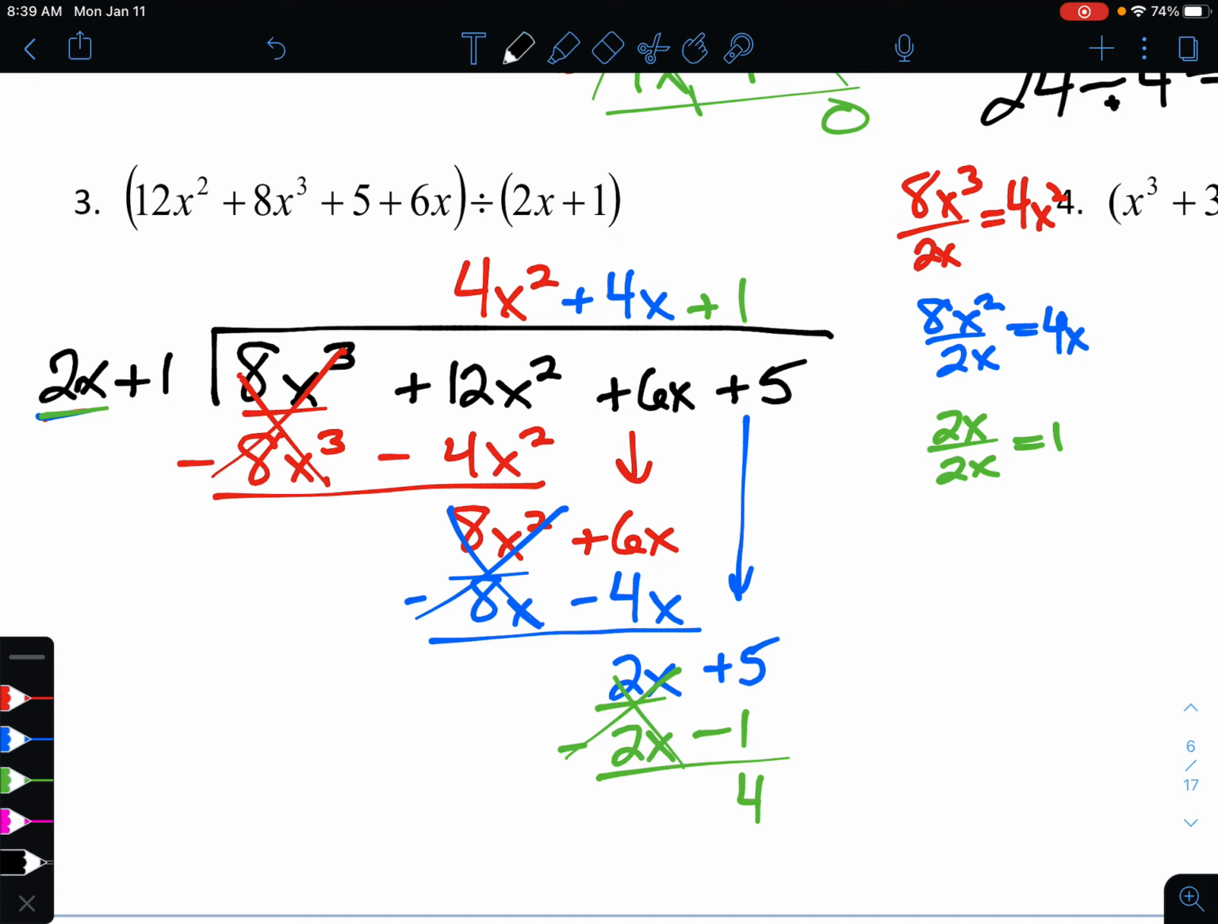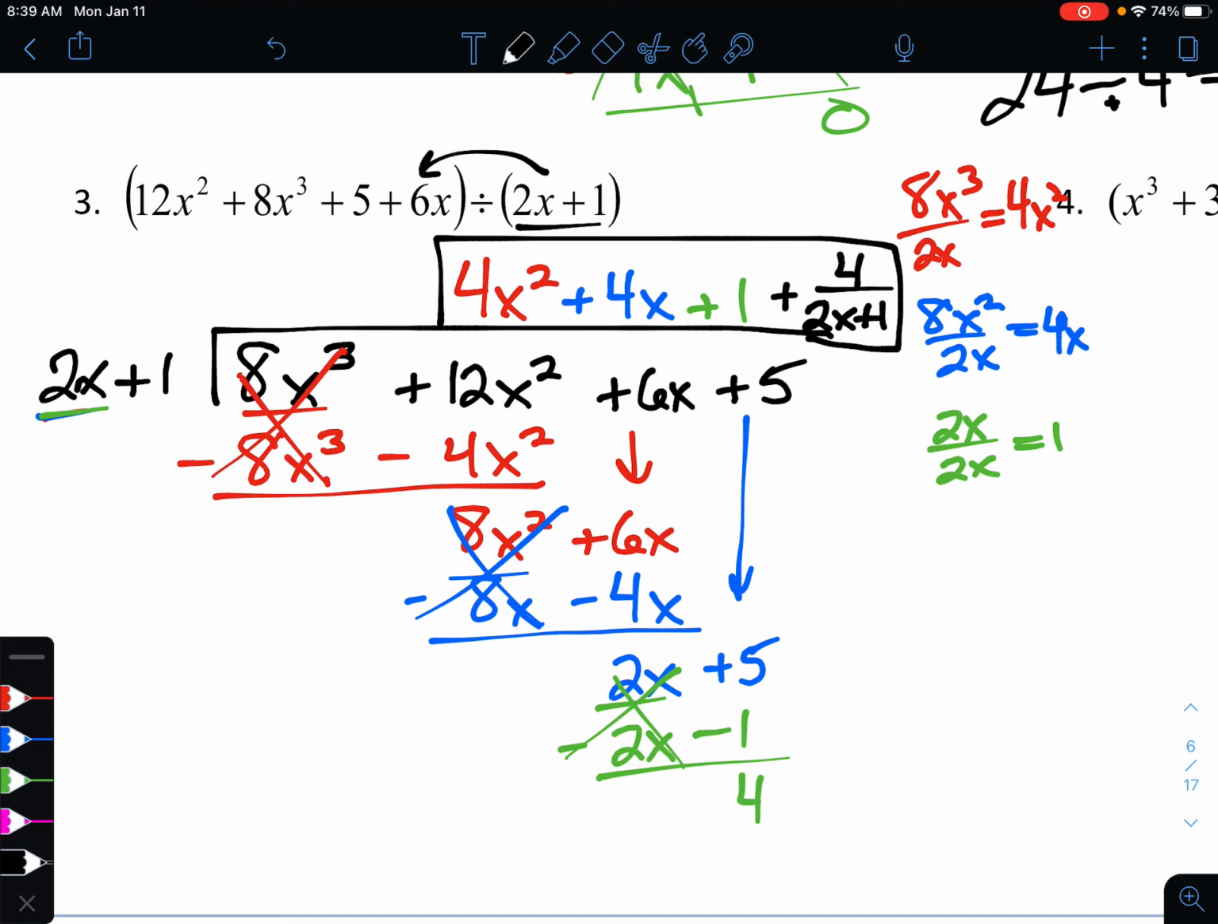So this time we did end up with a remainder. We end up with a remainder of 4. So the way that we're going to write that is we're going to put a plus 4 over whatever we were dividing by. So over 2x plus 1, just like we did in the warm-up. So then here would be your answer. You'd have 4x squared plus 4x plus 1 plus 4 over 2x plus 1.